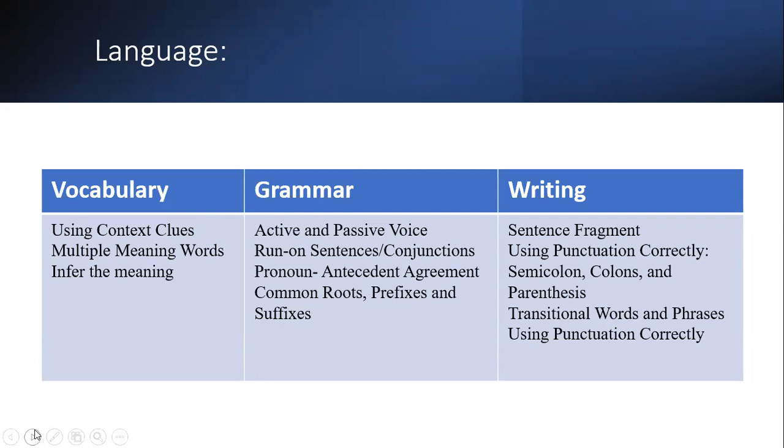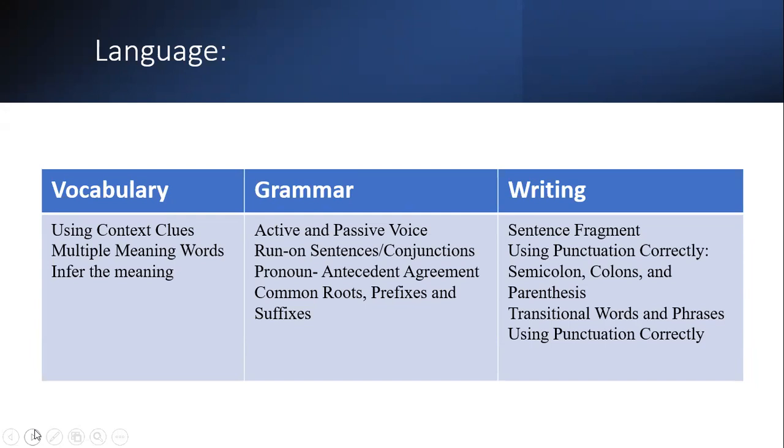In other words, infer means that you're going to deduce the meaning of the word based on its contextual meaning. Grammar includes the following: active and passive voice, run-on sentences, conjunctions, pronoun-antecedent agreement, common roots, prefixes, and suffixes. You shall also find extra resources for grammar on the main page, in addition to the unit resource page. So I highly advise that everyone takes a look at them every now and then. In addition, I shall assign assignments as a form of formative assessment to assess your grammar and writing itself.